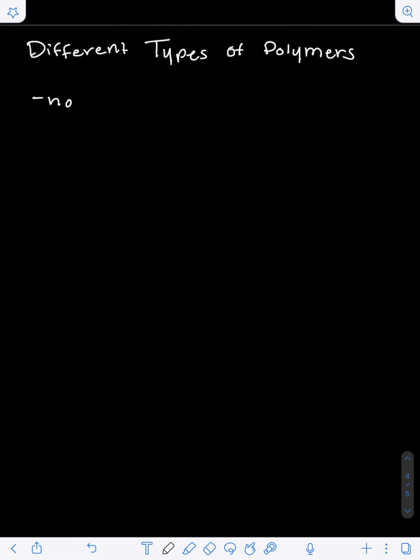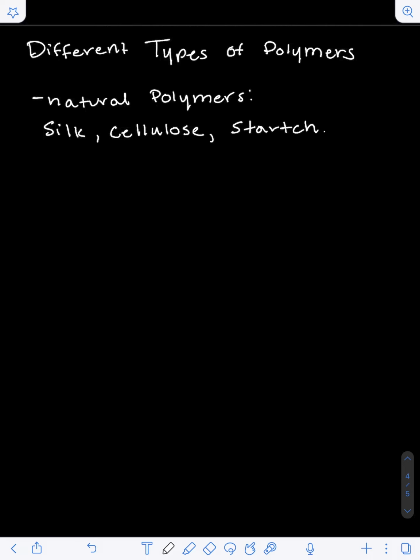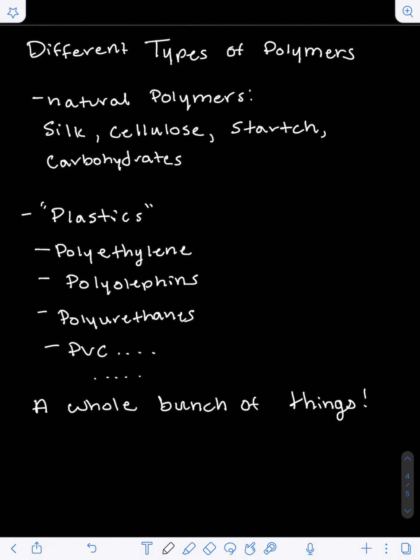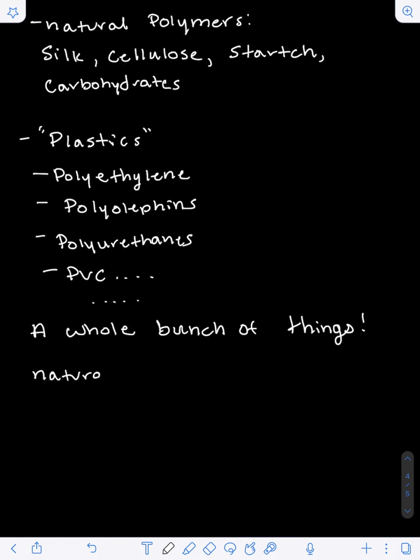So there are many different types of polymers. Some are natural, such as silk, cellulose, starch, even carbohydrates. Synthetic polymers include some plastics like polyethylene, polyolefins, polyurethanes, and a bunch more we're going to explore. There are even natural-based plastics like polylactic acid or PLA.